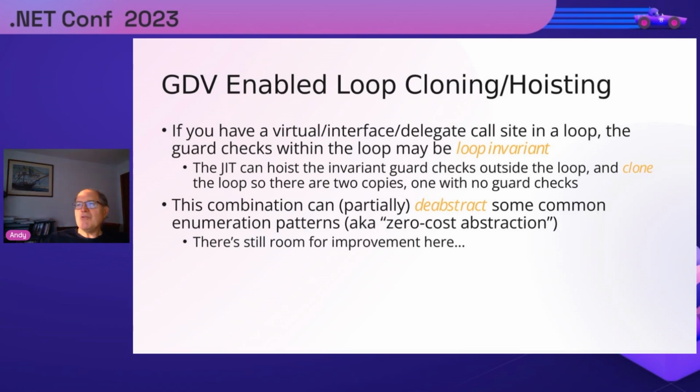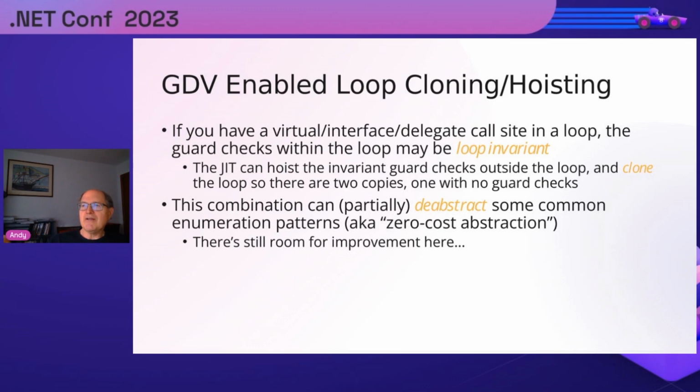Now, once you do that, then you can start to do even more things to optimize further. For example, if this call happened to be in a loop, and this is very common with enumeration, you're looping over the same object and you're calling methods on it over and over again. We can invert the order of these things and do the test outside of the loop and then create two versions of the loop, one where we're right and we know what kind of object we're dealing with, and one where we're not sure.